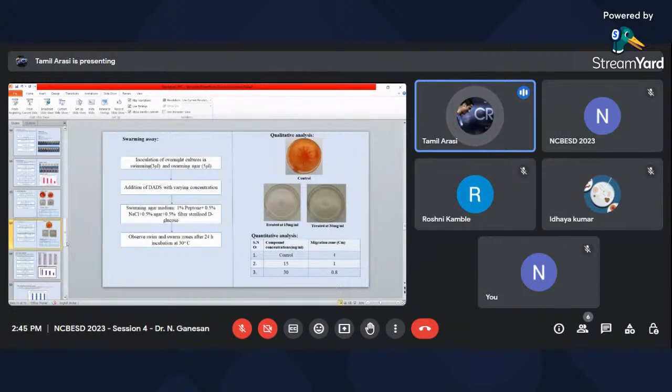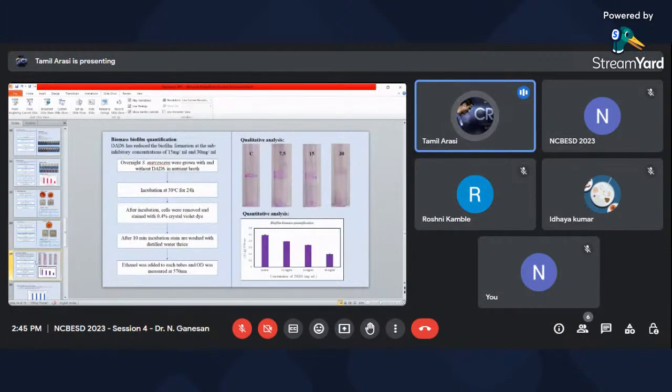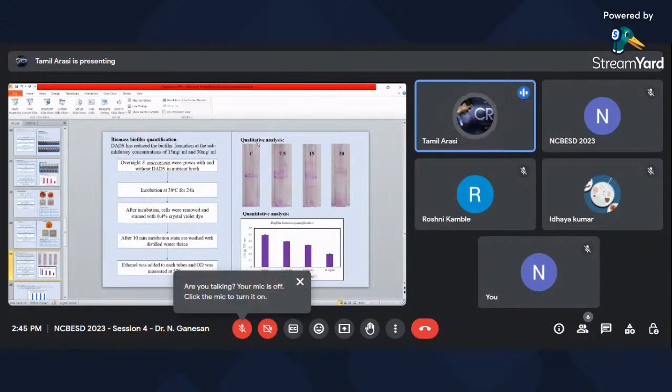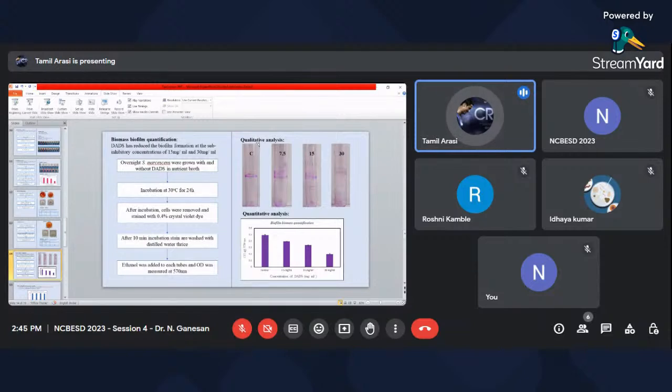And again, biofilm biomass quantification. Here, I've done the assay by following this method, which is again in the flowchart form. In the qualitative analysis, you can see the difference between these four images. In the control, the biofilm ring is shown well, and at 7.5 mg per ml concentration, you can see a little reduction, and then at 15 mg per ml, again a little reduction, and at 30, almost the biofilm formation has gone. And in the quantitative analysis, you can see the reduction of biofilm formation in the graph.